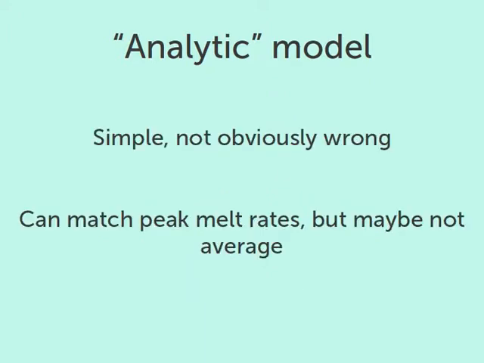So the general point about this analytic model is that it is simple. It is not obviously wrong. It's probably wrong, but there's nothing in there which obviously produces ridiculous numbers. And when you do these calculations, you can generally just about match the observations in terms of peak melt rates, but you're getting way too low numbers on average. If you assume planar flow, you generally get slightly better matching on average, slightly less good matching on the peaks.